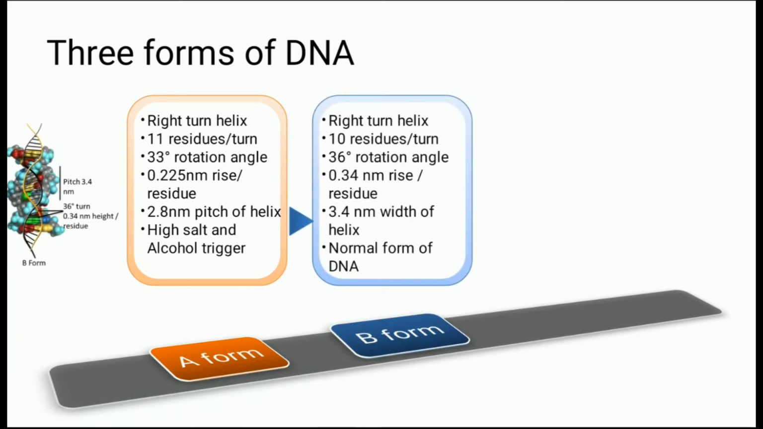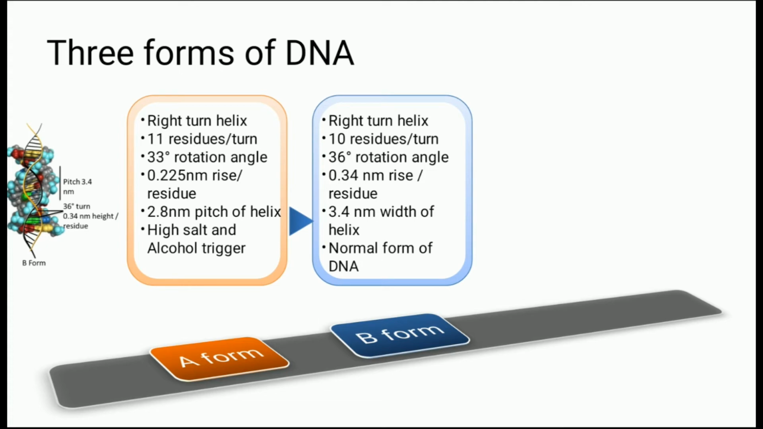The second category is called the B form. This is the normally existing form. DNA in the cell under normal conditions is in this form. This is a right-turn helix with 10 residues per turn of the helix, and each residue shares approximately a 36-degree rotation angle, and the distance between each base pair is 0.34 nanometers.